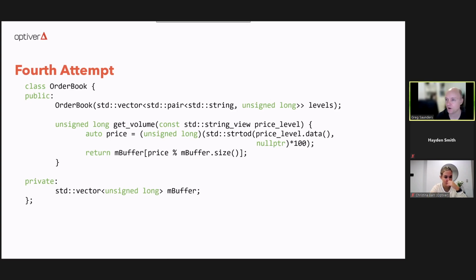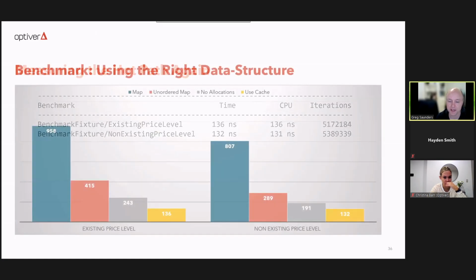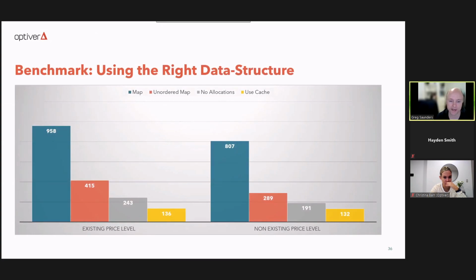So let's see what happens when we run our little benchmark, and there it is, lo and behold, we have cut the running time again down to 136 nanoseconds, or 132 for non-existing price levels. Okay, so that's utilizing the cache. Once again, it gives us yet another performance advantage. And here it is in graph form. We're now down to roughly 15% of our original runtime to run our get volume method. So we've really made some significant improvement.